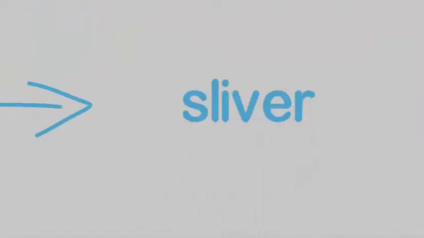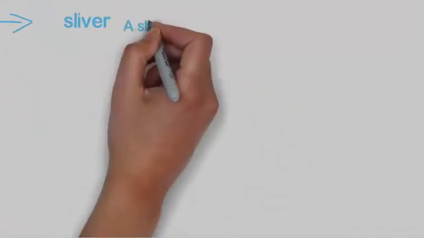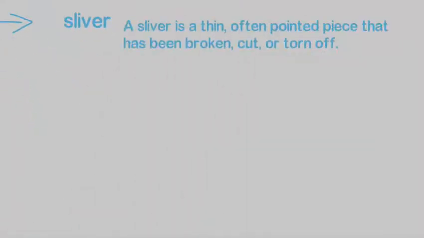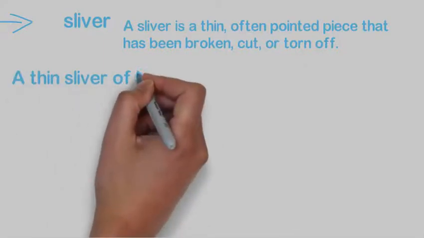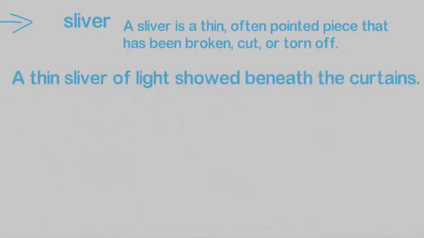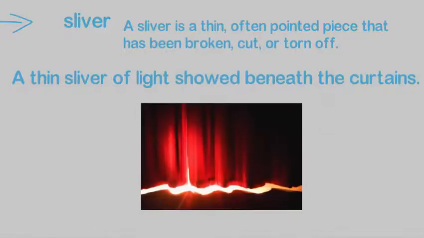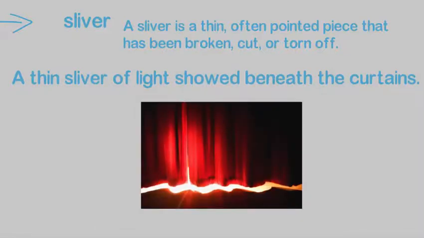Our next word is sliver. A sliver is a thin, often pointed piece that has broken, cut off, or torn off. A thin sliver of light showed beneath the curtains in our example. So you can see this tiny strip of light. That's called a sliver of light.